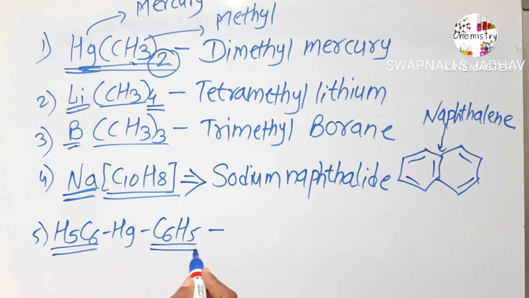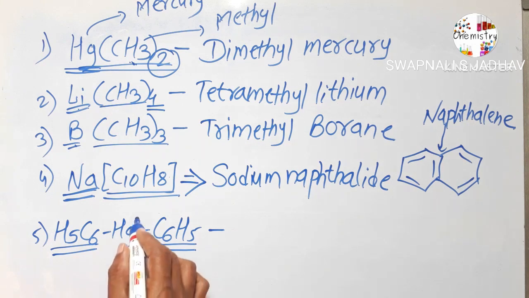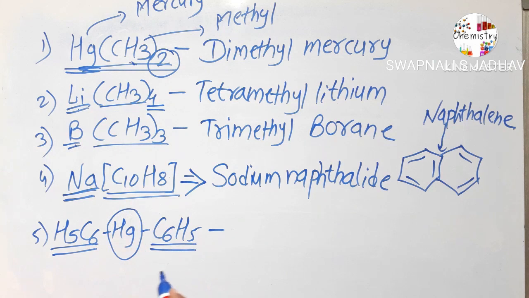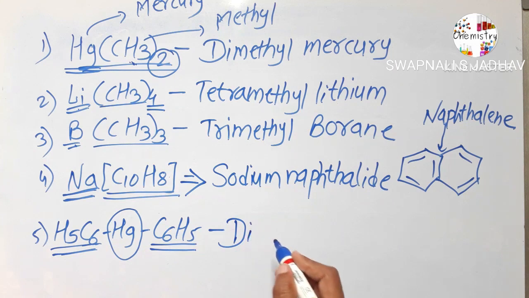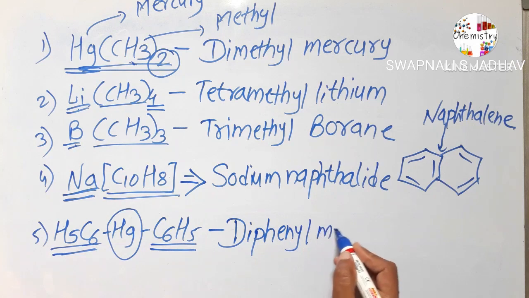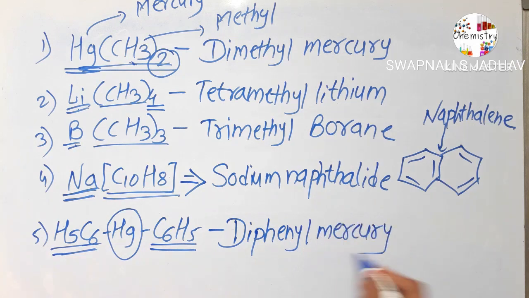In this example, the C6H5 group is present. How many C6H5 groups are present? That is 2. And which metal is present? Hg, means mercury. C6H5 is known as the phenyl group. How many phenyl groups are present? 2. Therefore the name is diphenyl mercury. Okay, these are some examples related to the nomenclature of organometallic compounds.